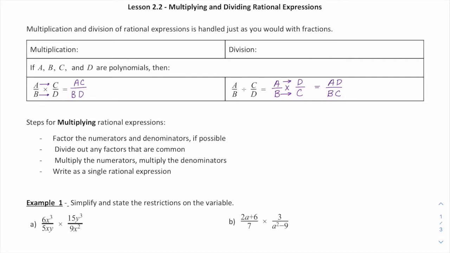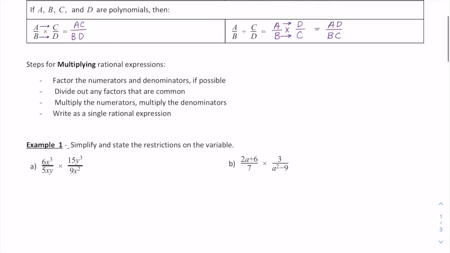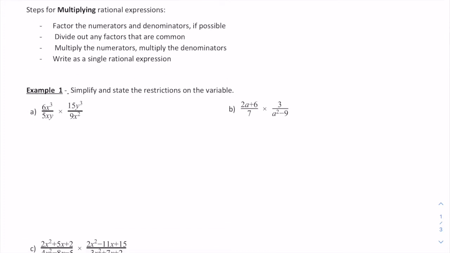So let's start with some multiplication examples. The first thing that we're going to do is factor the numerators and denominators if possible. Next, we're going to divide out any factors that are common. So in other words, we're going to cancel things out. Then we'll multiply the numerators and multiply the denominators, and then we'll write as a single rational. I'm going to add in one other thing here, is that we also need to find our restrictions. These are very important because without them, our expressions could be undefined. So it's very important that we write our restrictions.